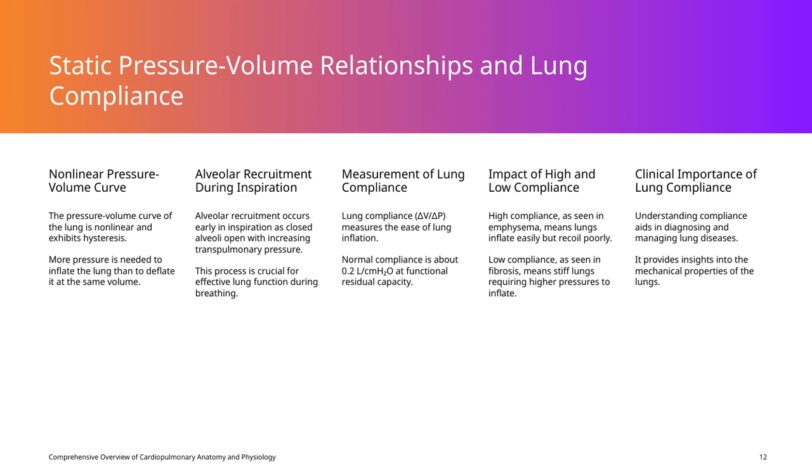It's calculated as the change in volume over the change in pressure, or ΔV/ΔP. Normal compliance at functional residual capacity is about 0.2 liters per centimeter of water. This tells us how easily the lungs can expand during breathing. When compliance is high, as in emphysema, the lungs tend to inflate easily but don't recoil well. That can lead to problems with exhaling properly.